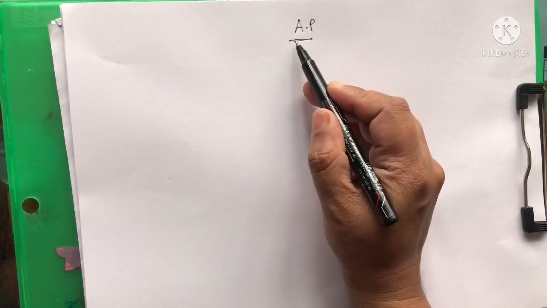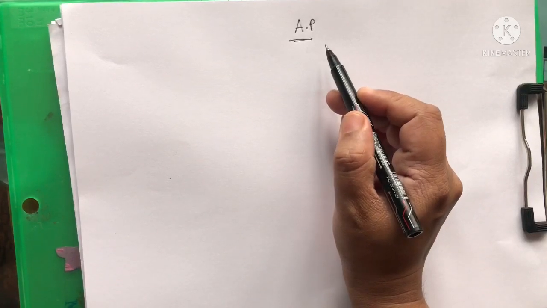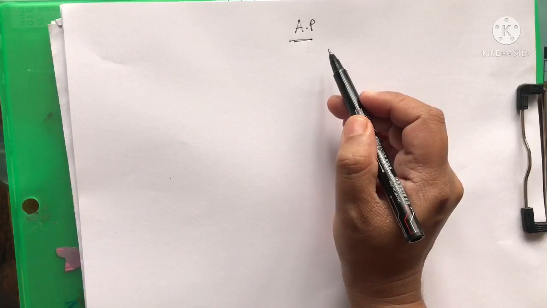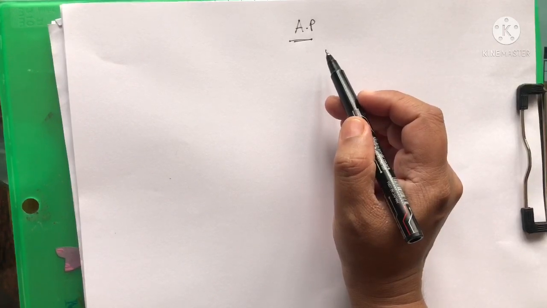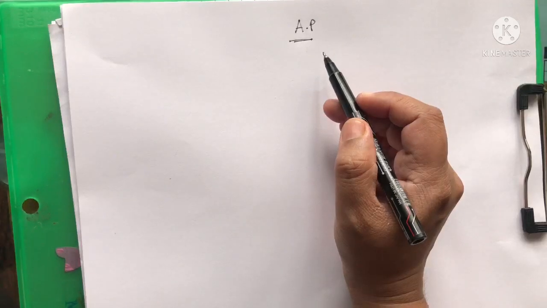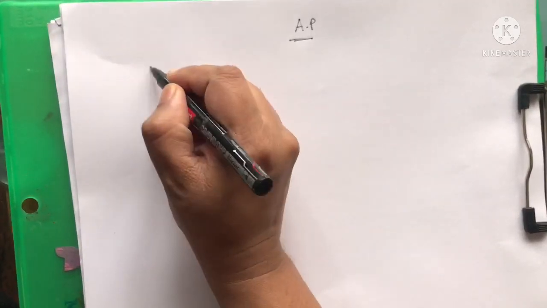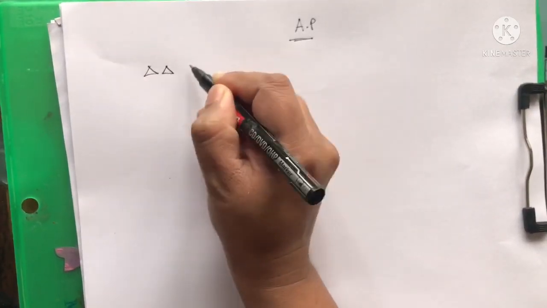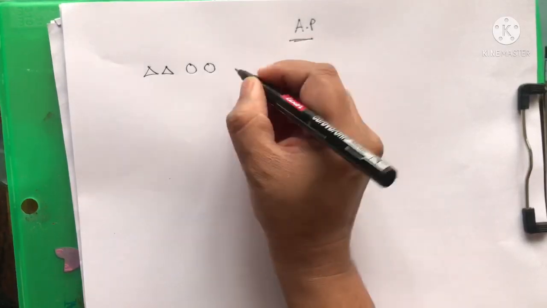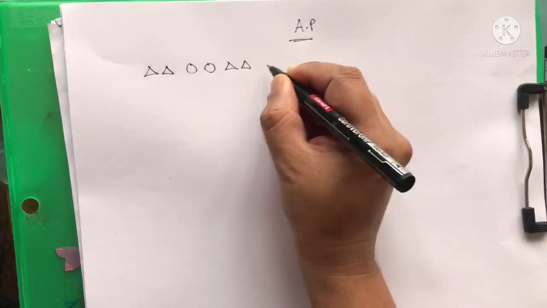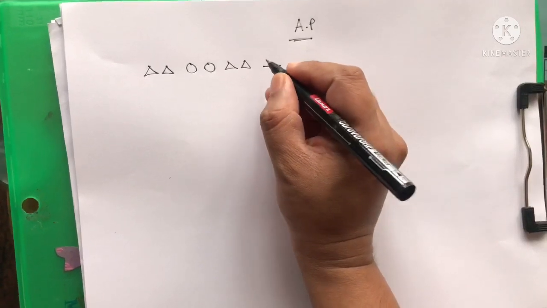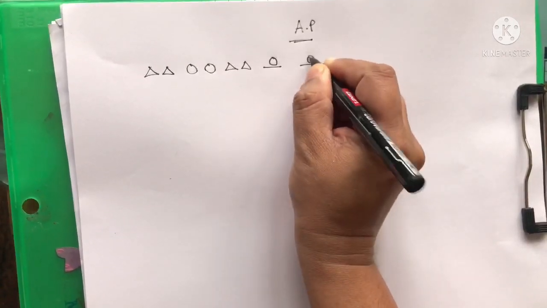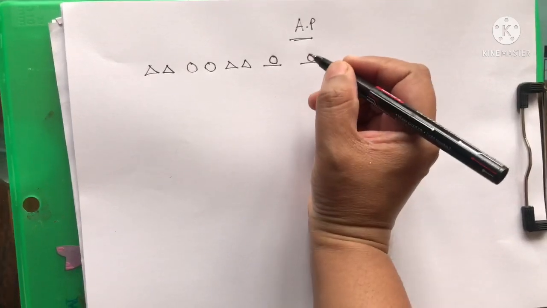Today we will be learning AP. But in order for you to understand what is AP, it is firstly important to know what is a sequence. A sequence means a definite order of something. For example, if I say triangle, circle, circle, triangle, triangle, and I put two blanks, you would automatically put two circles next to it. Why would you do that?